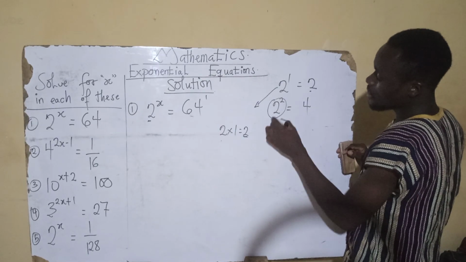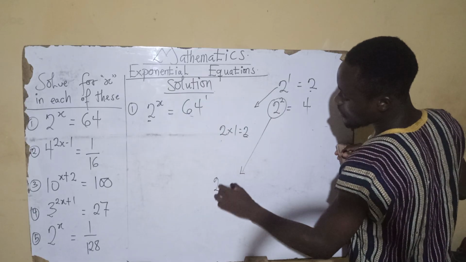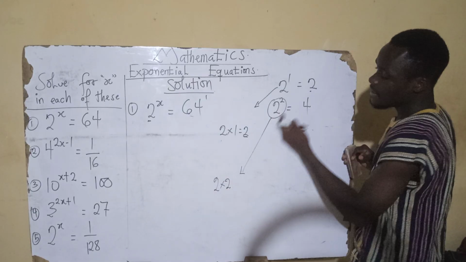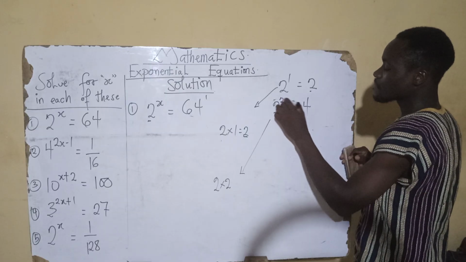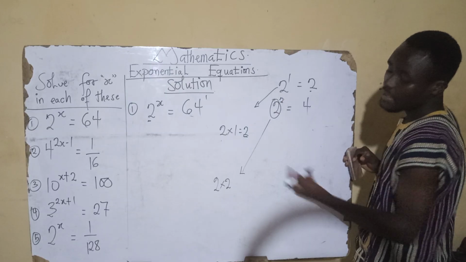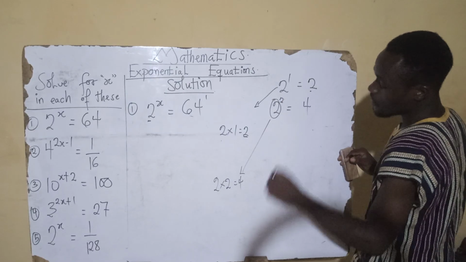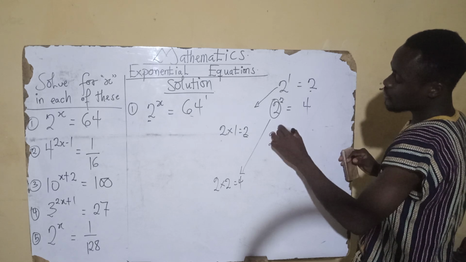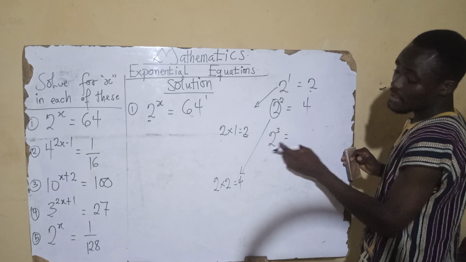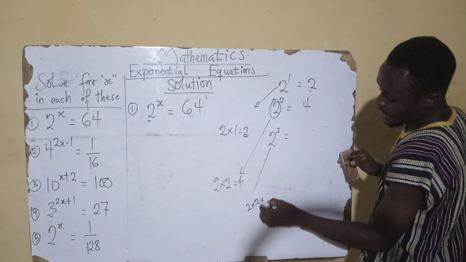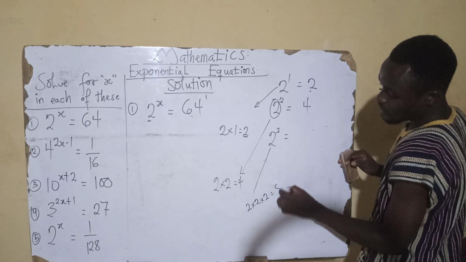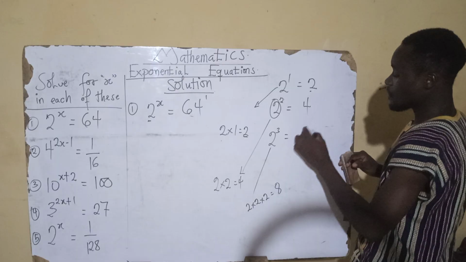And here 2 means I have 2 times 2. Remember, it is the base that is multiplying itself 2 times, giving me 4. So I have the next one, which is 2 power 3. The base, which is 2, is multiplying itself 3 times. So 2 times 2 times 2, which is giving me what? 8. Do you follow me? Very good.